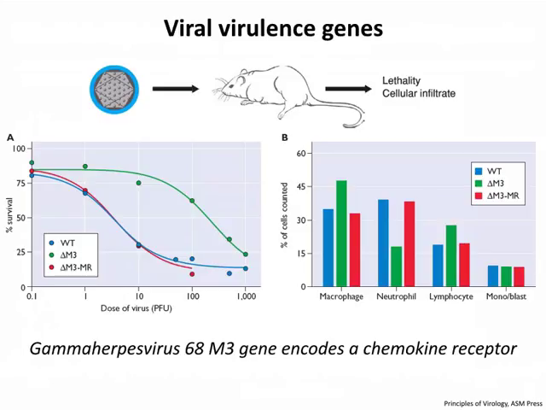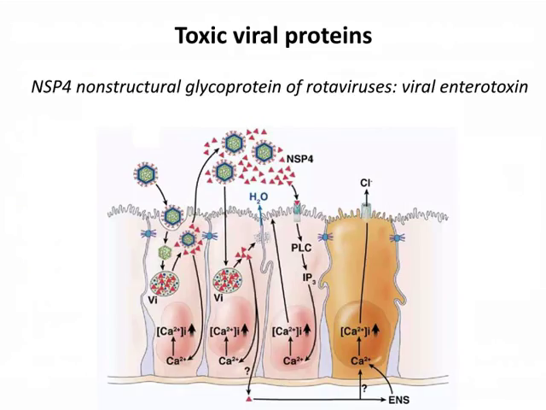And along with the increased survival of mice infected with viruses lacking that gene, the cellular infiltrate has changed. So if you look, for example, at neutrophils, mice infected with wild-type virus have a certain percentage of neutrophils in this target organ. That's shown in the blue here. If you delete the chemokine gene, you see now the neutrophil response is reduced. And the particular pattern differs according to the type of cell that we're looking at. So that's an example of a chemokine receptor gene in a virus that's influencing virulence.